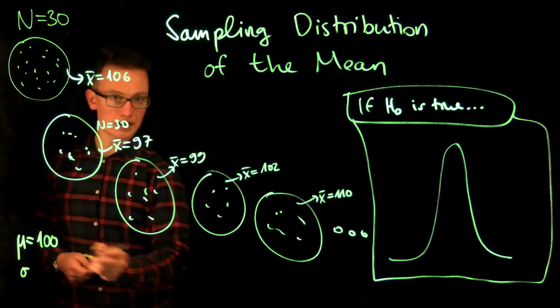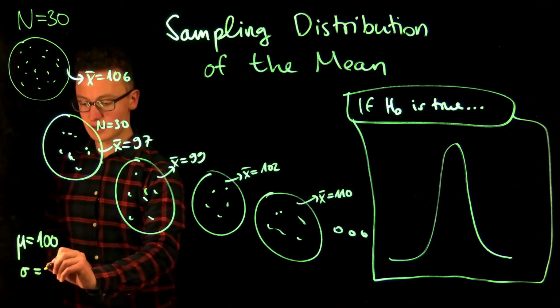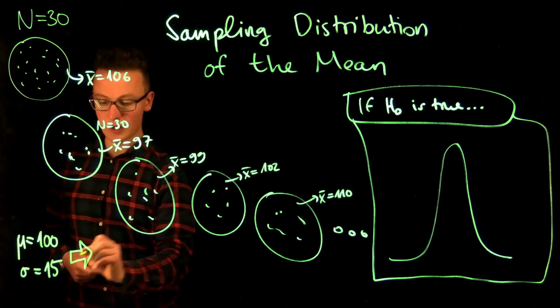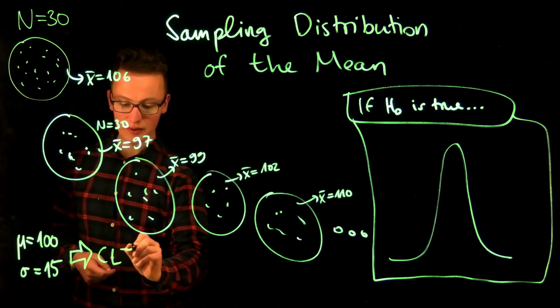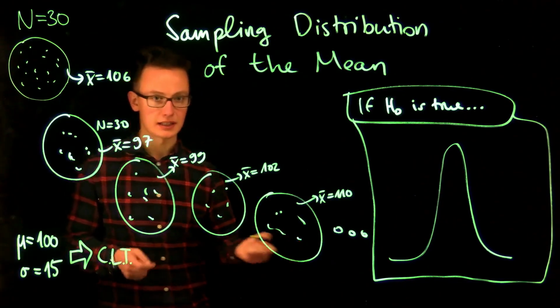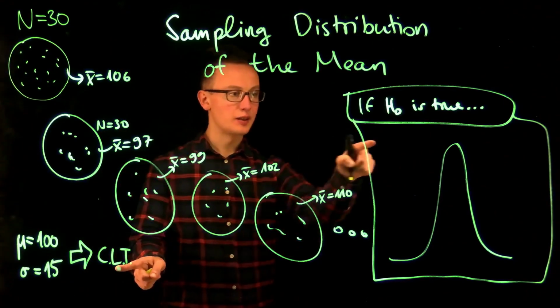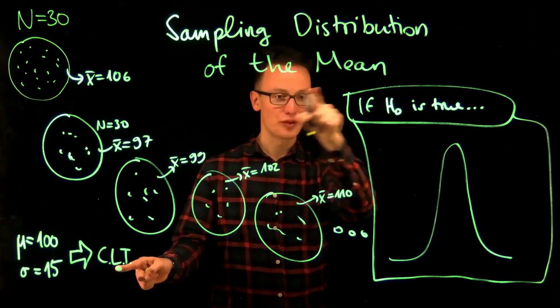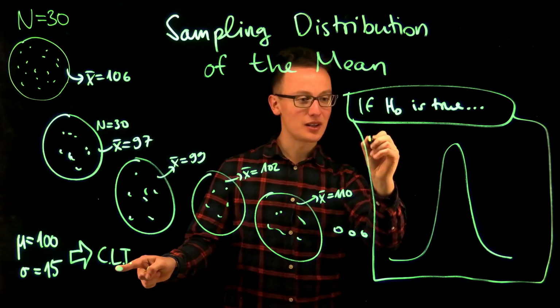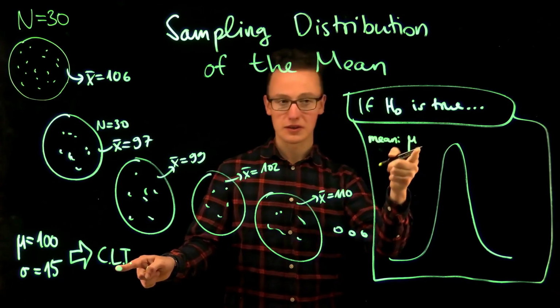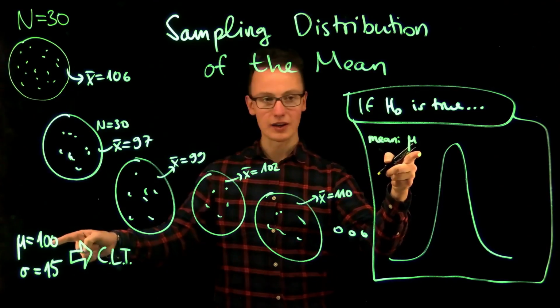And if we assume that our true population mean of IQ scores is 100 and our true IQ standard deviation in the population is 15, then we know from the central limit theorem, which was introduced in Statistical Data Analysis 1, that the mean of the sampling distribution of the mean should also be equal to mu, just the same as the population mean.